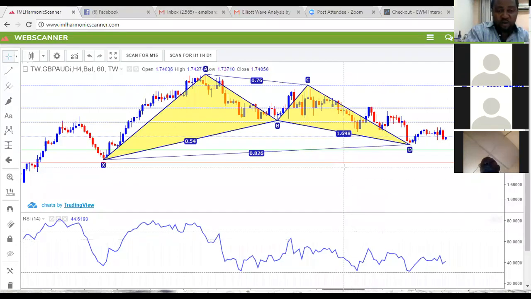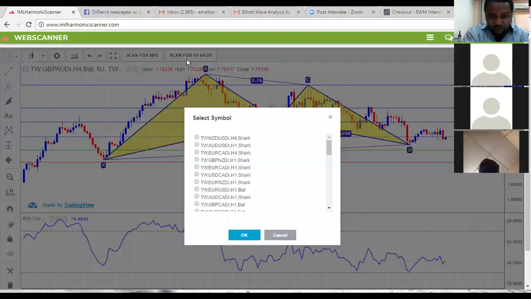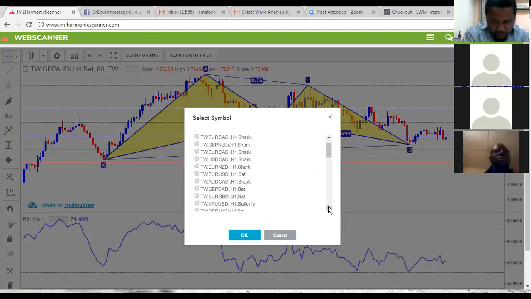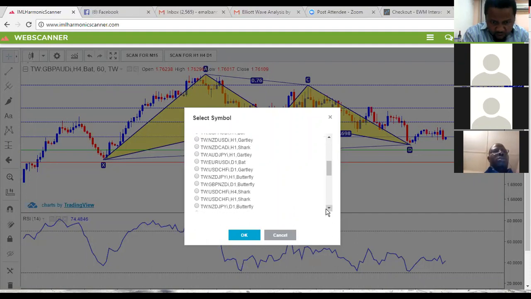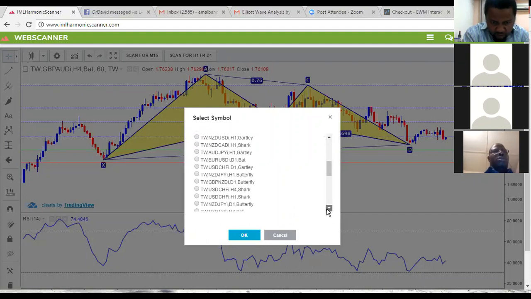Now let's check the update it gave on New Zealand USD. I think we are still there. New Zealand dollar, US dollar. This is H1. Let's check if we can have H4. New Zealand dollar, US dollar, New Zealand USD.